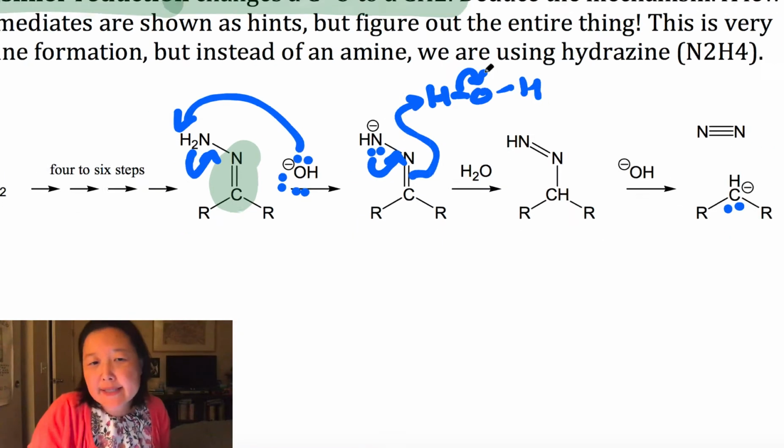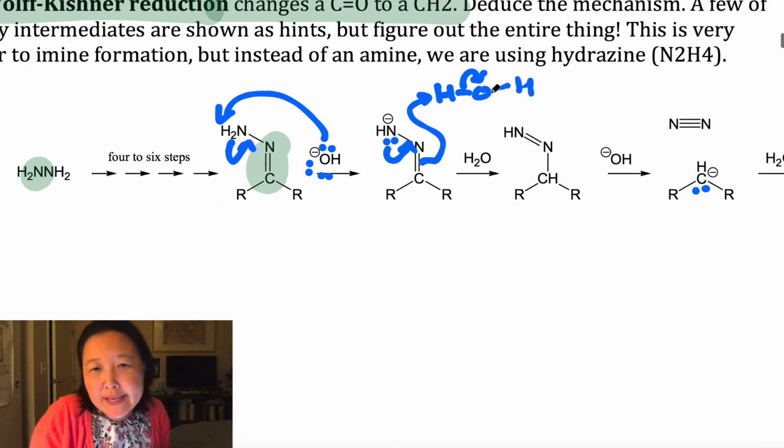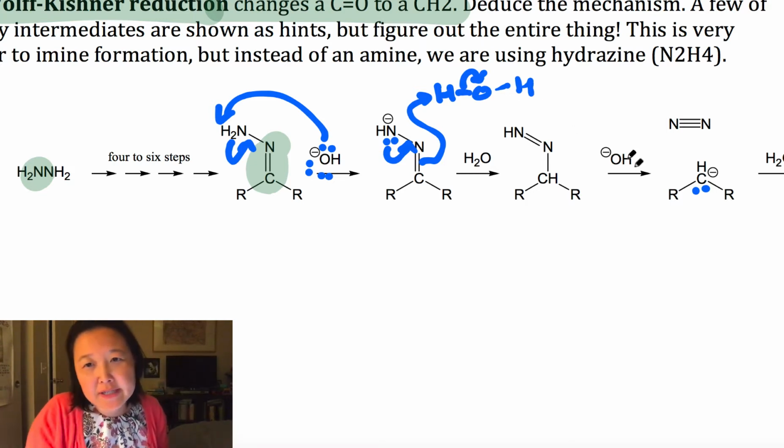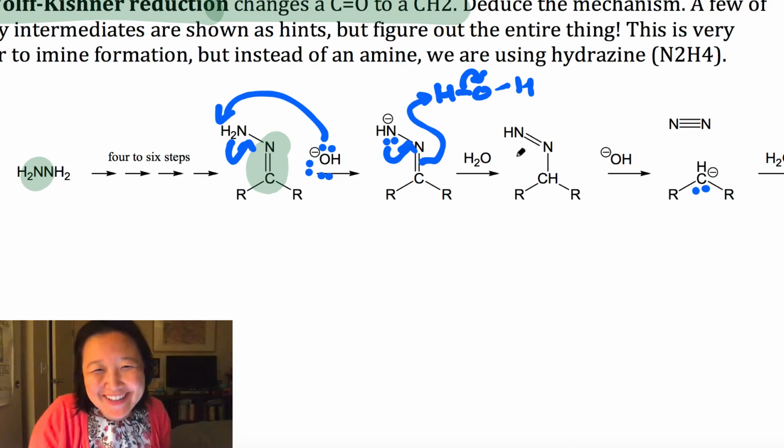And we're in a basic condition. You may say, well, OH minus is not a good leaving group, but we're in basic conditions, OH minus floating around everywhere. And they're constantly exchanging hydrogens with each other, so water turns into hydroxide, hydroxide turns into water, back and forth all day long. Okay. So that's how we get this H, from water here.